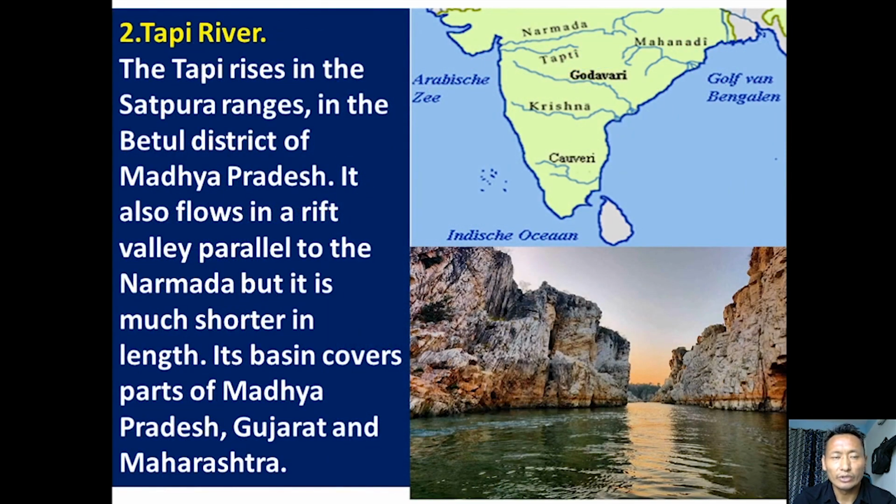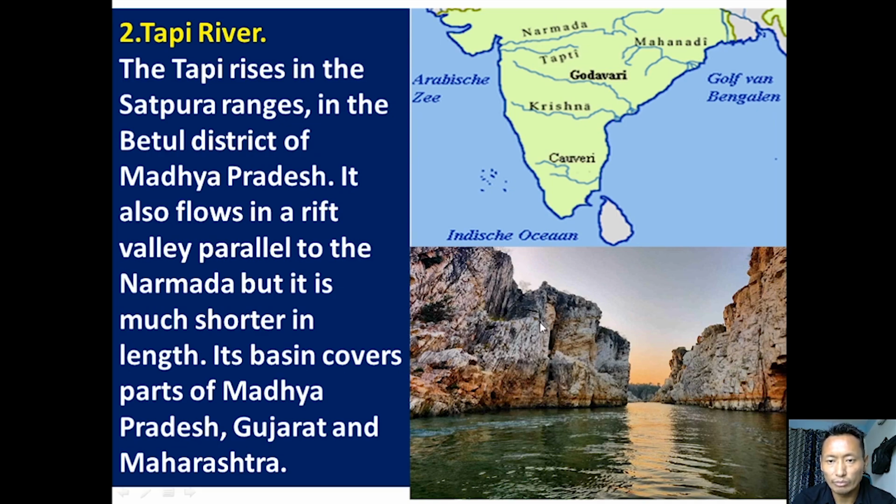The next river that we are going to learn in this class is the Tapi River. The Tapi River rises in the Satpura range. The origin of the Tapi River is from the Satpura ranges in the Betul district. The main origin of the Tapi River is in Betul district, where some part of the Satpura range falls in Madhya Pradesh. After that, it flows in a rift valley again, same as the Narmada River.